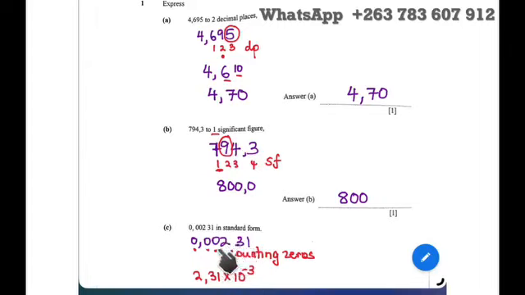A standard form number is between 1 and below 10. So 2.31 is a standard form number. Understand standard form numbers. So 2.31 times 10 to the power negative, the number of zeros, which is 3. So 10 to the power minus 3. This will become my final answer, short and precise.